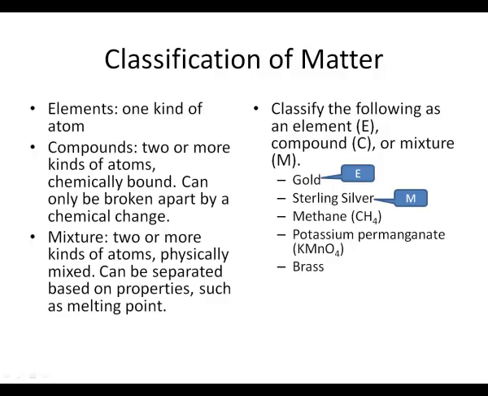So pure silver is way too soft to be made into jewelry. So we mix it with copper to make it a little bit harder so that way it can withstand daily wear and tear. Next one is methane.